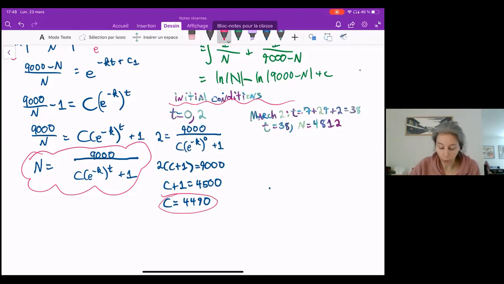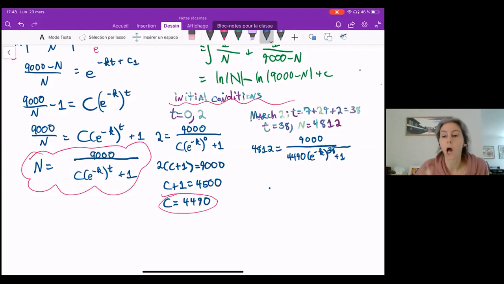Good. Perfect. Okay, so now we want to plug in what's happening with our t equals 38. So we'll end up with 4,812 is equal to 9,000 over 4,490 e to the negative k to the power of 38 plus 1. Now we want to solve. Remember, we're not going to solve for k here. We're going to solve for e to the negative k.